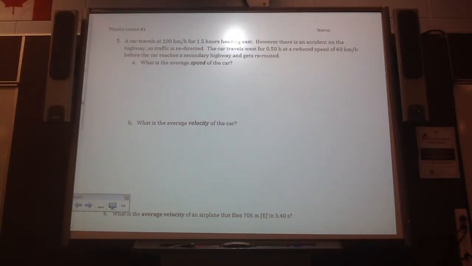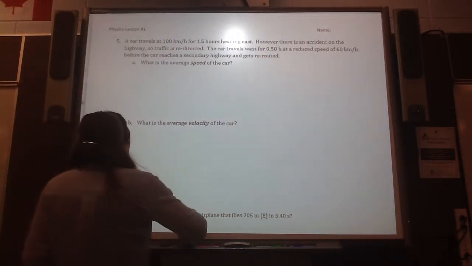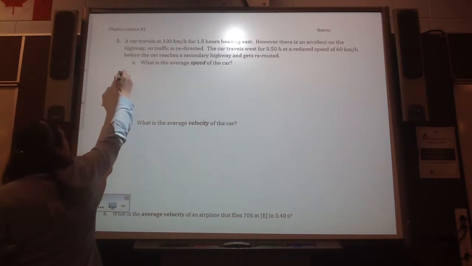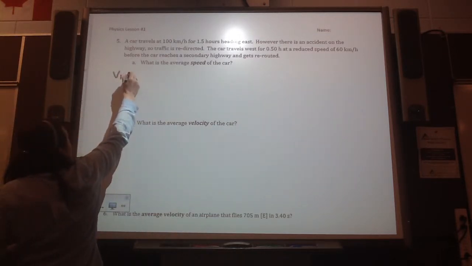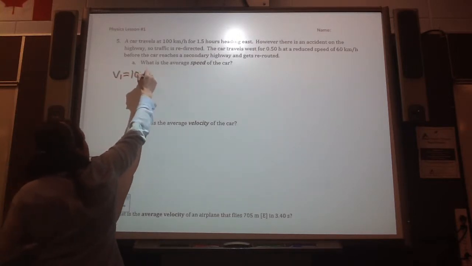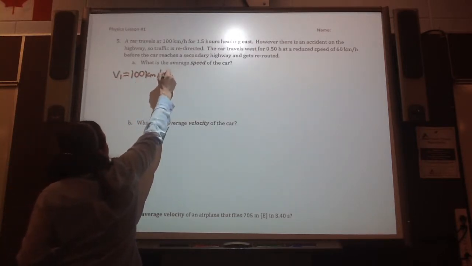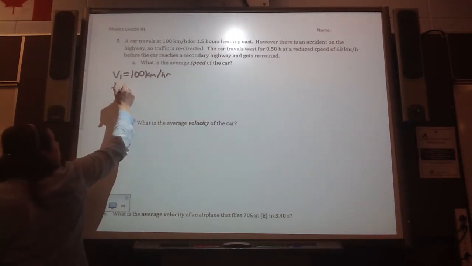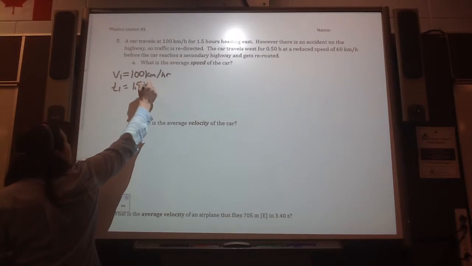Okay, so let's talk about this one a little bit. What you should have written down is your V1 is 100 kilometers an hour. That's velocity, right? Because it's distance over time. Well, I mean a speed, because without direction it's just speed. And T1 is equal to 1.5 hours.